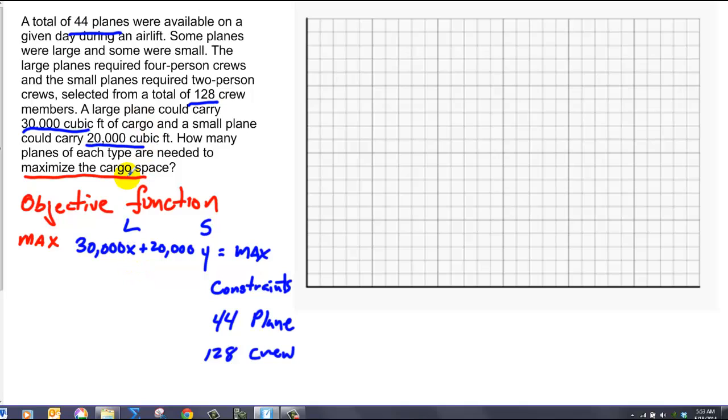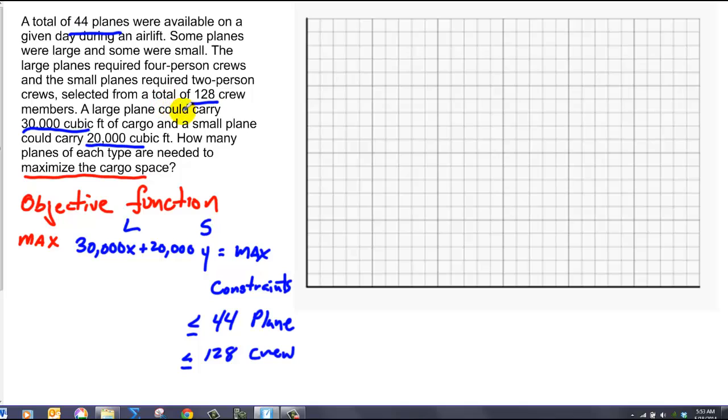So it appears that those are my only constraints. The next thing I need to do is write an inequality describing those constraints. When I say I have 44 planes, I can't go over that, so it must be less than or equal to, and I can't go over 128 crew. That's also less than or equal to.